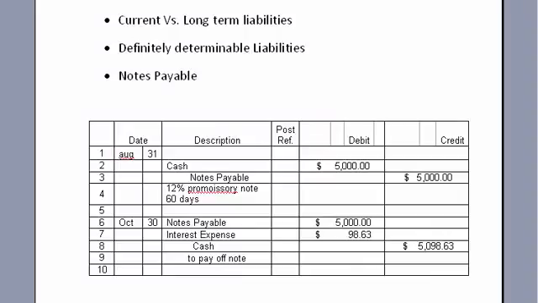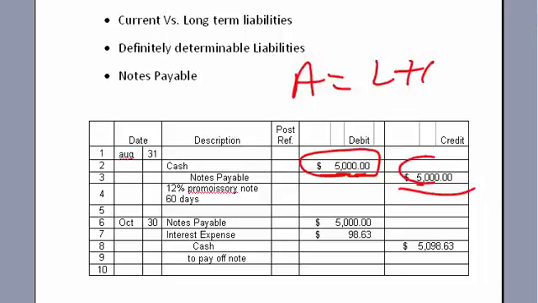if you take out a note, for example, a $5,000 note, then we would record that we received the cash and we now have that liability. So assets equals liabilities plus owner's equity. Your asset cash goes up, your liability goes up.